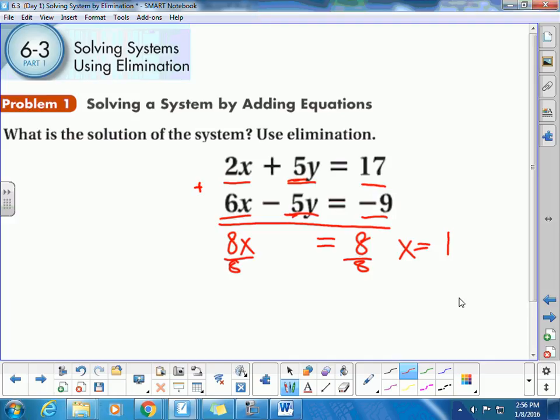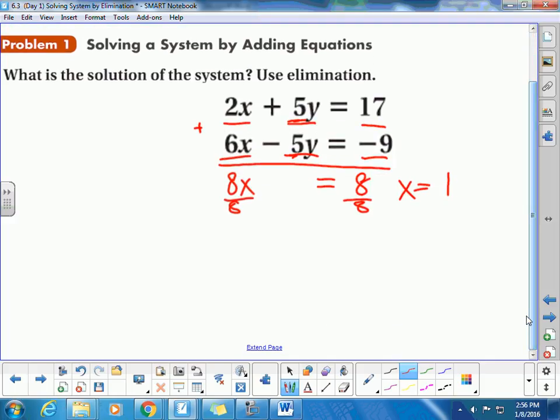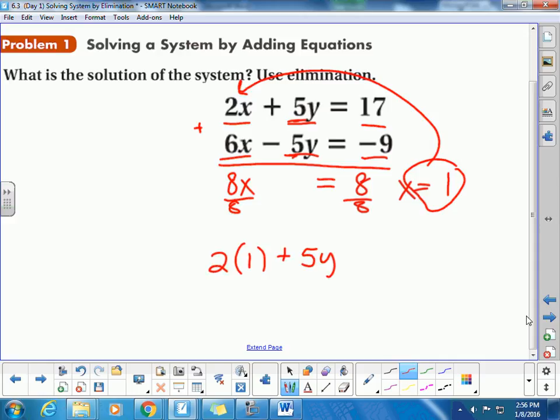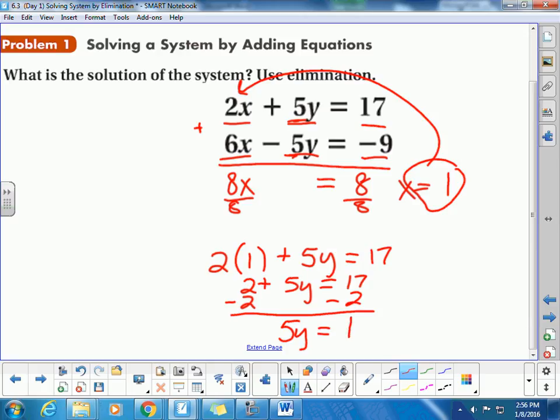And just like before, we're not done when we get x equals 1. We have to find out what y is. So to do that, we plug it into either one of our equations. We take this x is 1 and we plug it in someplace where there's an x. So 2 times 1 plus 5y is going to equal 17. This is 2 plus 5y equals 17. So next step, hopefully somebody said subtract 2. And you get 5y equals 17 minus 2, which is 15.